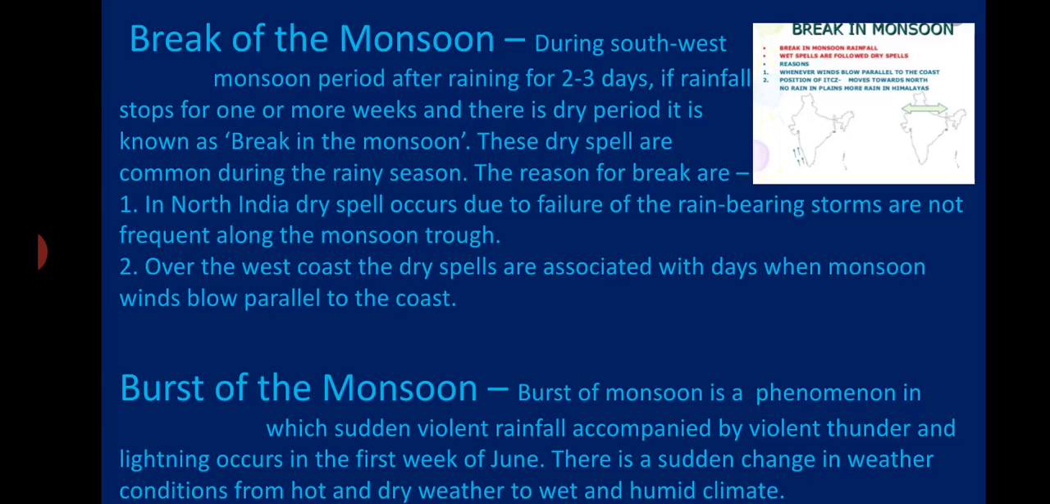Burst of monsoon is a phenomenon in which sudden violent rainfall accompanied by violent thunder and lightning occurs in the first week of June. There is a sudden change in weather conditions from hot and dry weather to wet and humid climate.